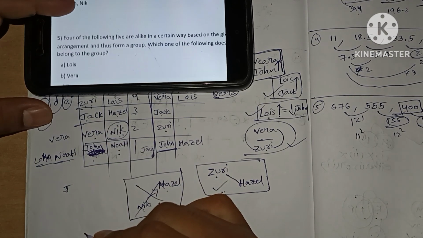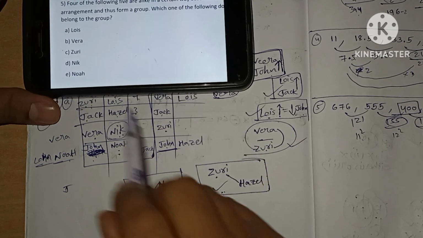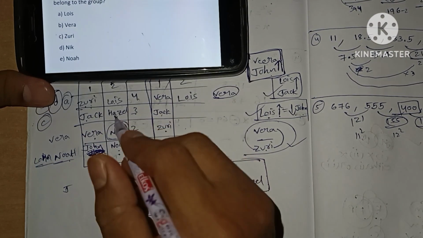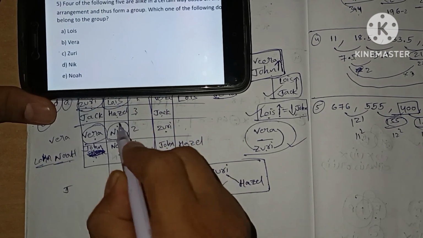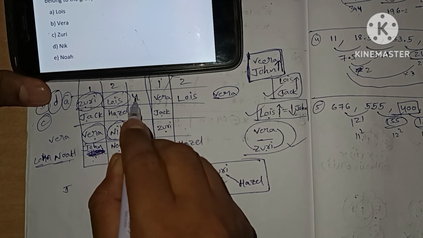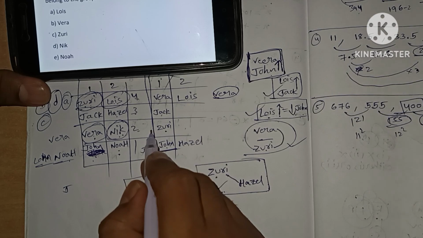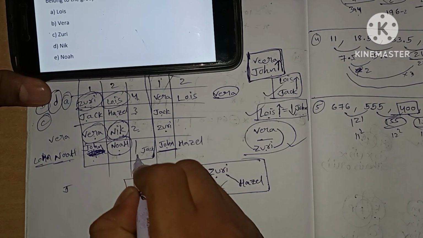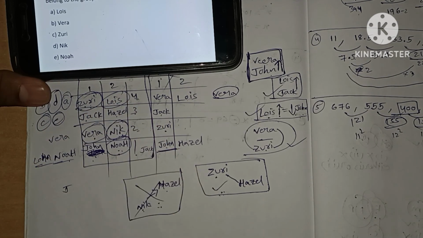Next, fifth question. 4 of the 5 are alike. So we need to find the odd one out. Here, first one is Louis, Vera, Jury, and Nick. These are in fourth floor and these are in second floor. Even number floors. And Nova in first floor, which is an odd number floor. So our odd one must be the option E, Nova.